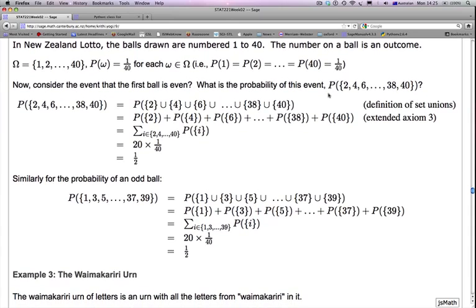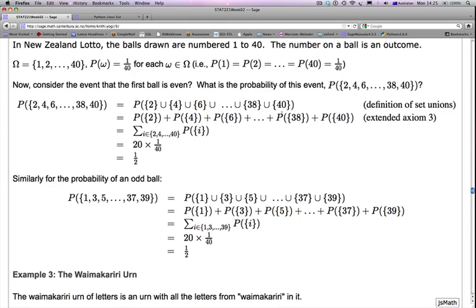Now consider the event that the first ball is even. What is the probability of this event? Clearly an event is a subset of the sample space, so we only take the even numbered balls, 2 through 40. So 2, 4, 6, 8, and so on up to 38 and 40. The probability of even is simply the probability of 2 union 4 union 6, and so on. This is simply the definition of set union. Now that is equal to the probability of 2 plus the probability of 4 plus the probability of 6 all the way to the probability of 40. So this is just extended axiom 3.